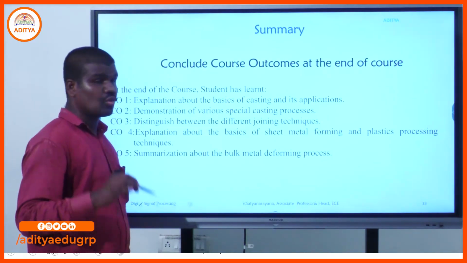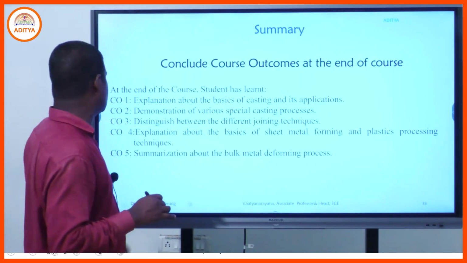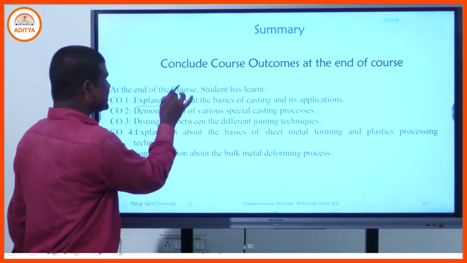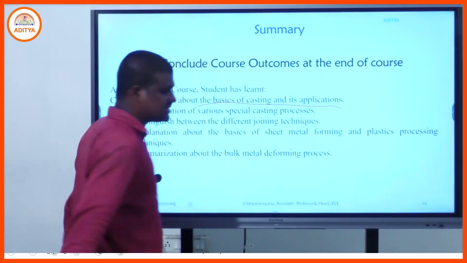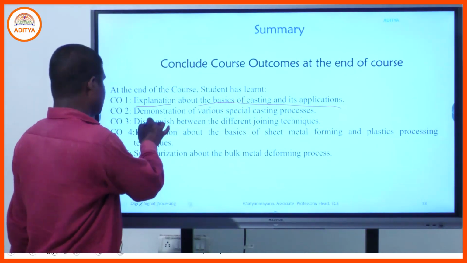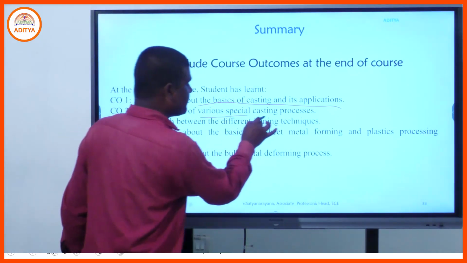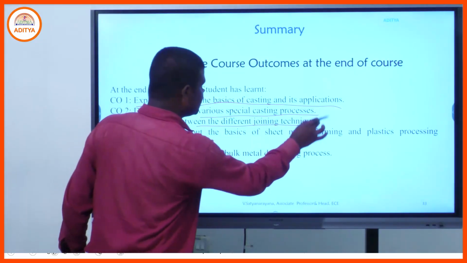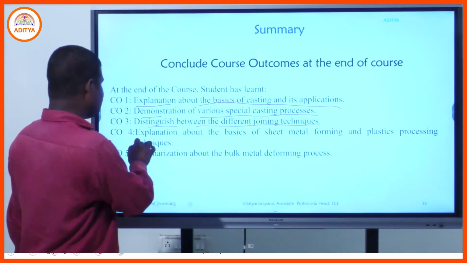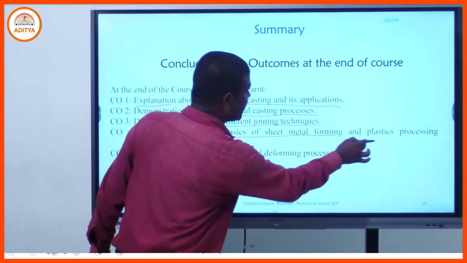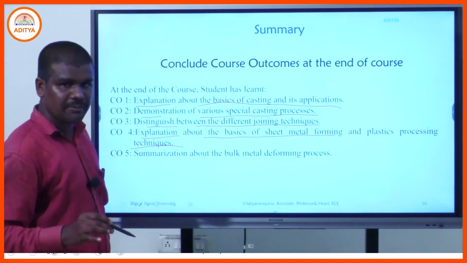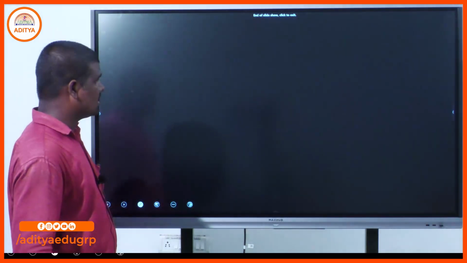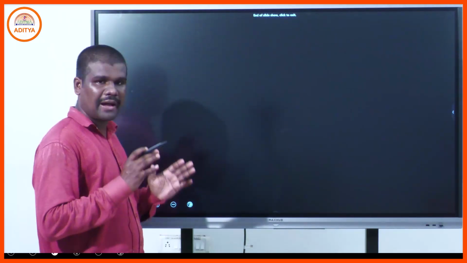Now summary, concluding course outcomes at the end of the course. Students have learned: course outcome 1, explanation about the basics of casting and its application. Course outcome 2, demonstration of various special casting processes. Course outcome 3, distinguishing between the different joining techniques. Course outcome 4, explanation about the basics of sheet metal forming and plastic processing techniques. Course outcome 5, summarization about the bulk deforming process. That is the end of unit 5.